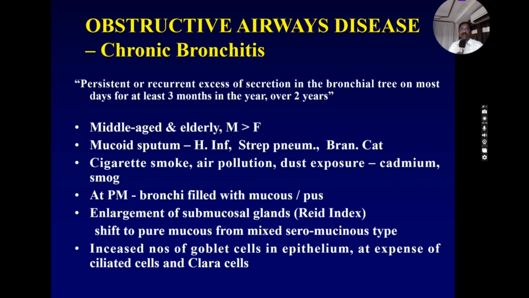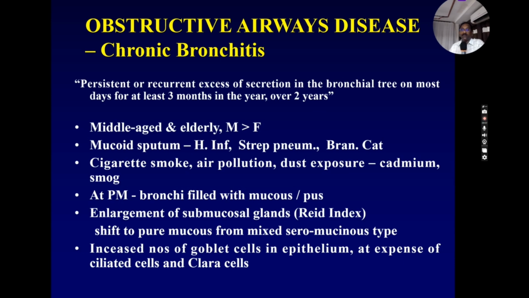So persistent or recurrent excess secretion in the bronchial tree on most days for at least 3 months in the year over 2 years is called chronic bronchitis. Not a single attack in a year or 2 attacks. So it should be at least 3 months in a year for over 2 years. That is chronic bronchitis.